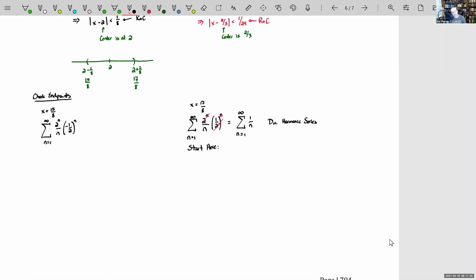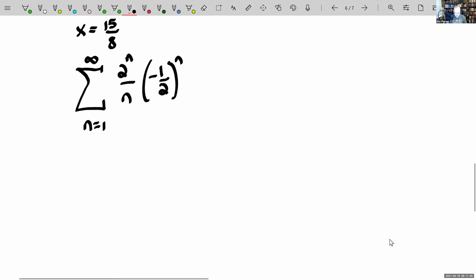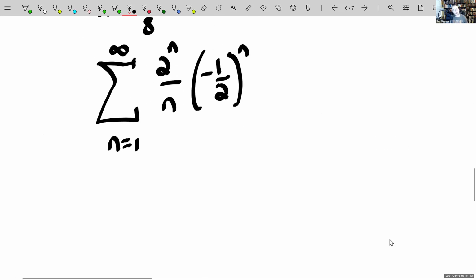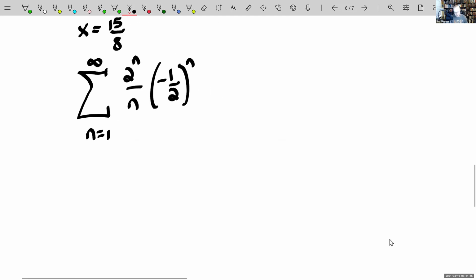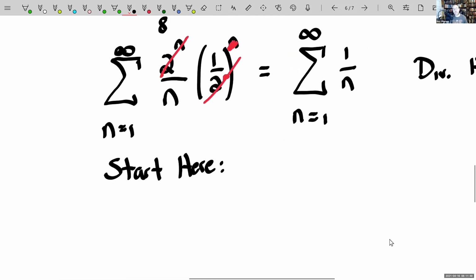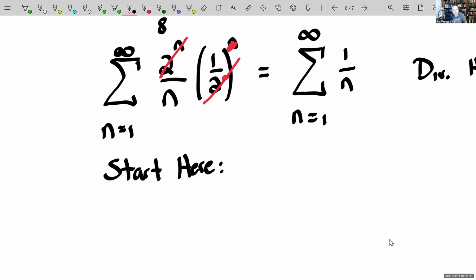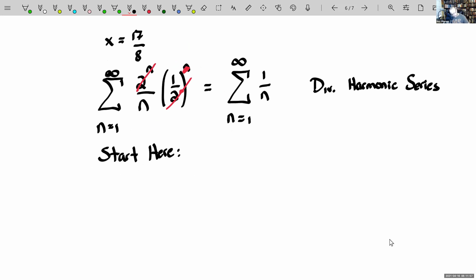Because the absolute version diverged, that means that we have to check the other endpoint separately. It's not really a bad thing. You'd have to check both endpoints if you had started with the alternating. No matter what, you'd have to check both endpoints had you started with this one. But starting with the non-alternating gives you the chance that you might only have to check once, because if this converges, then the alternating would converge. Unfortunately, this diverges, so oh well. All right, so 17 over 8 is not included in the interval of convergence, by the way.